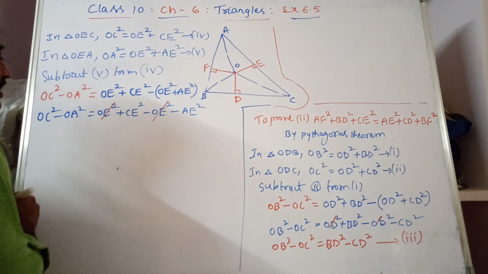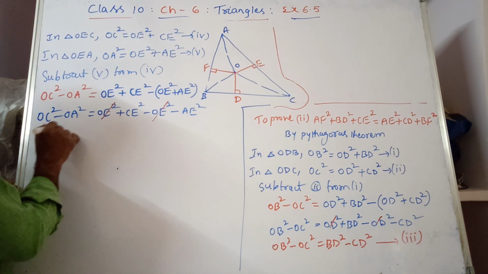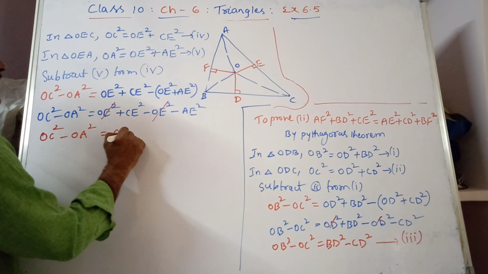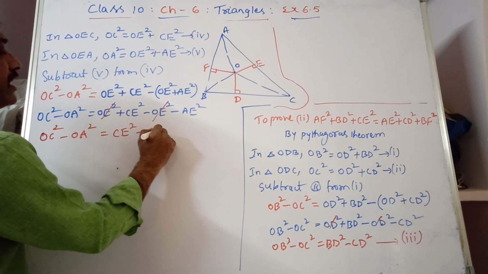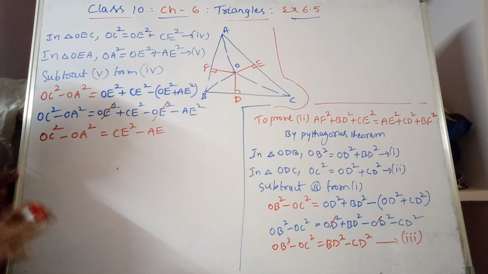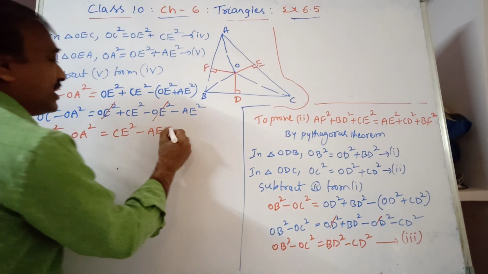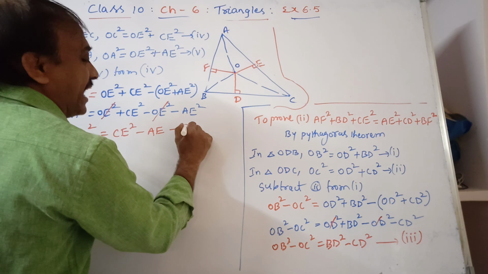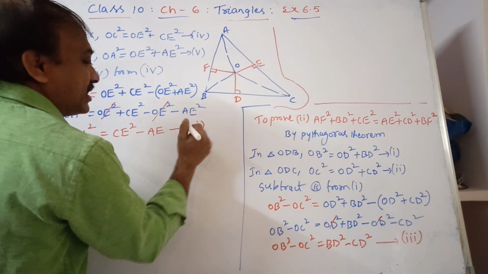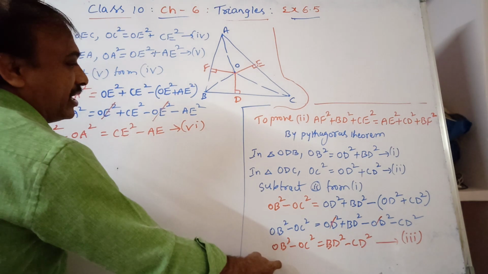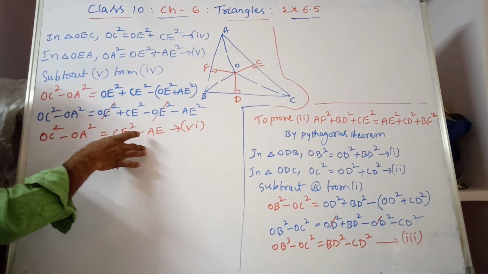Now we'll write the equation we got finally. OC square minus OA square is equal to CE square minus AE square. In all these places we are applying only Pythagoras and adding or subtracting equation 1 or 2. Let this be equation 6. Sixth equation you have to remember.